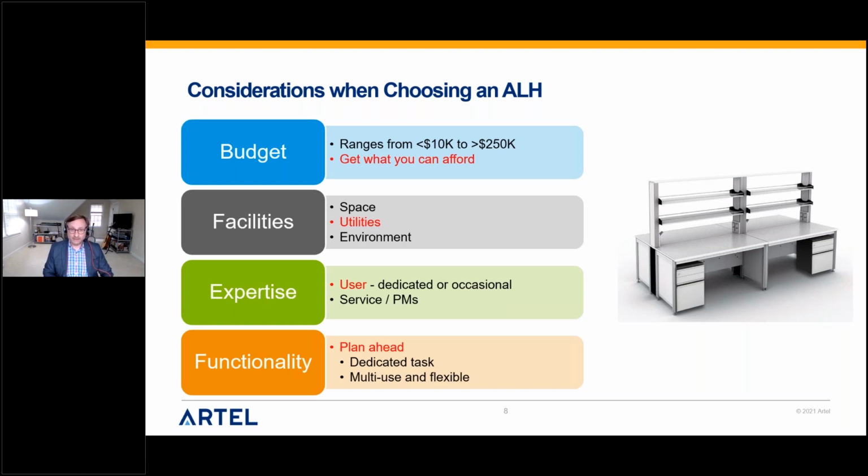And again, I've just highlighted here in red the main takeaways. Get what you can afford, and think about the utilities. That's incredibly critical. And think about your user and whether it's going to be a dedicated engineer, an occasional user, or a group of occasional users, and then again, plan ahead.